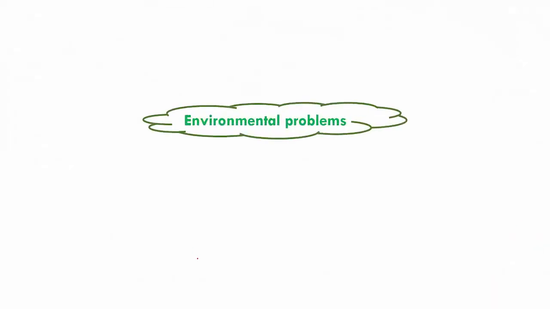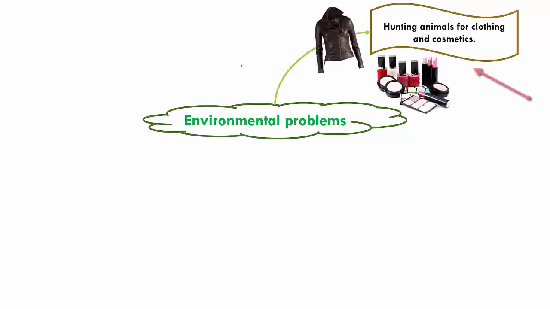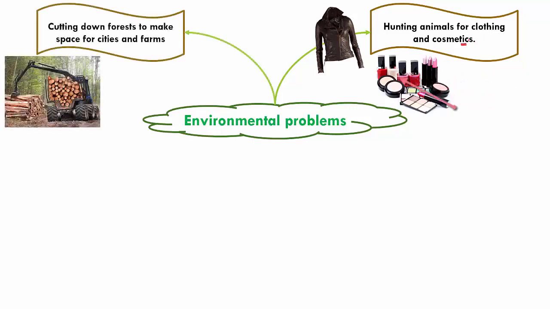Now we know that there is a growing problem in the environment which we call environmental problems. What are these environmental problems? First we have hunting of animals for clothing and cosmetics. We hunt several animals for their leather and other clothing materials. In cosmetics, we use beeswax and other things of that sort to make lipsticks and eyeshadows. So we're hunting animals for our purposes. The next one is cutting down trees and forests to make space for our cities and for our farms, which is not fair.